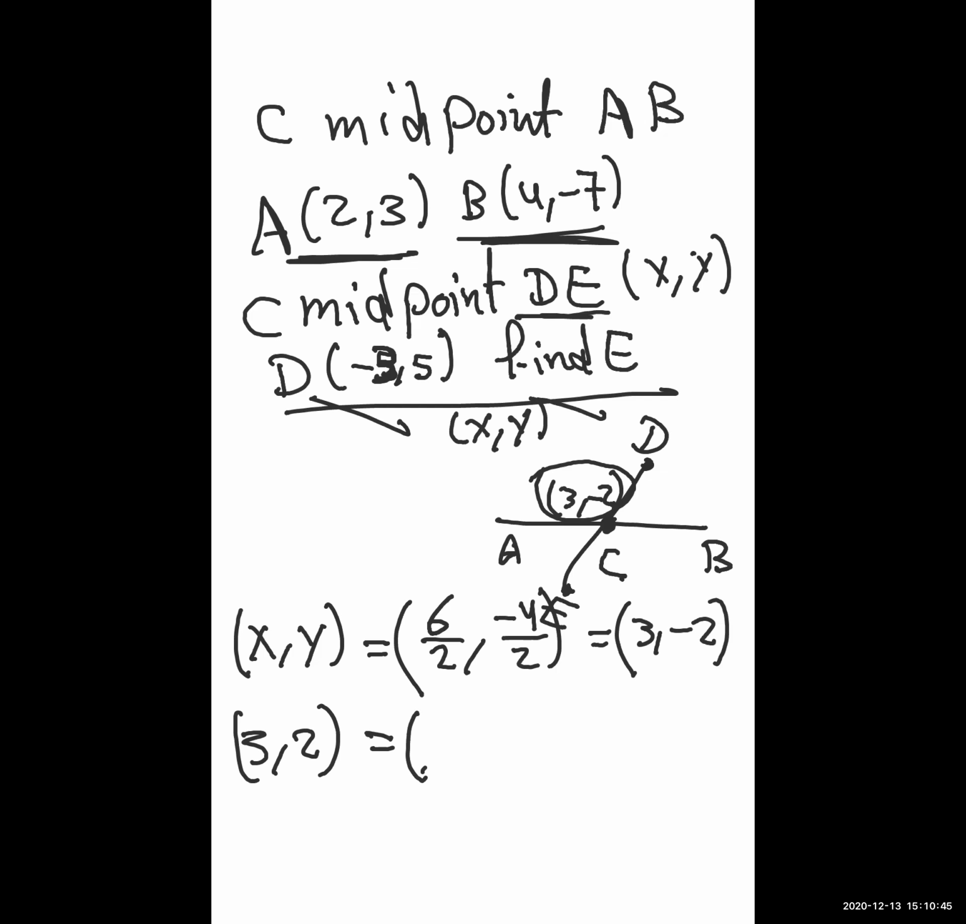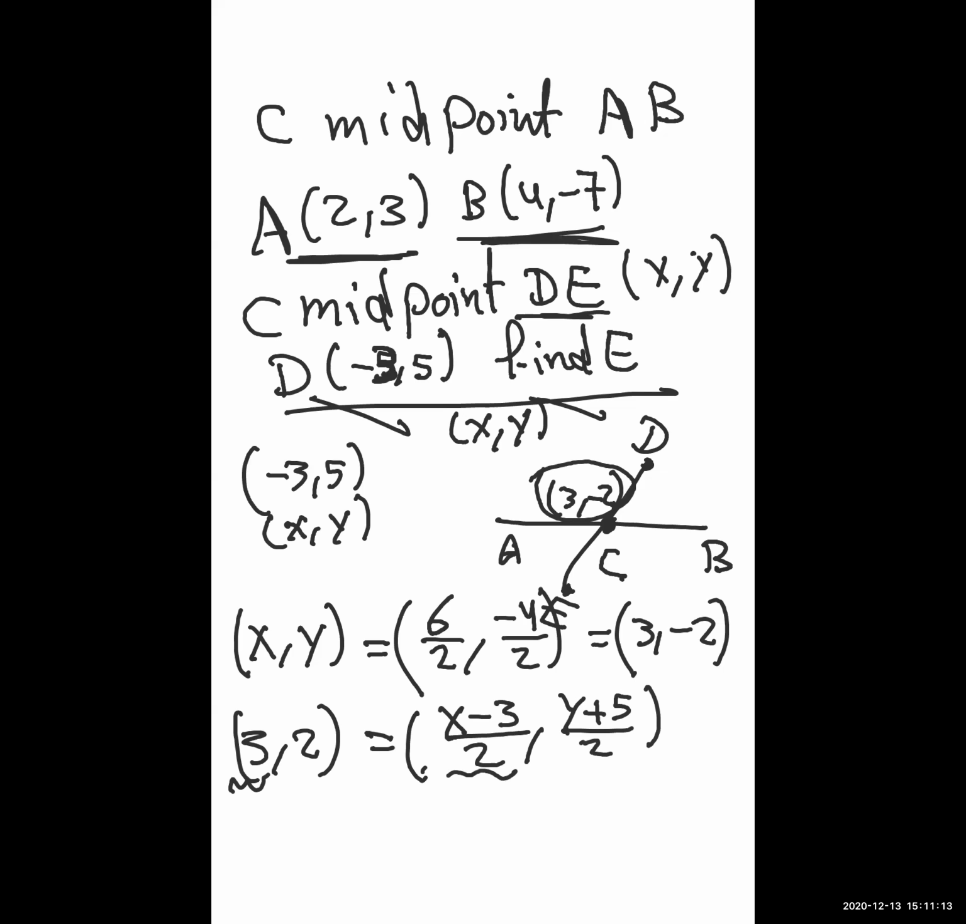So D is (-3, 5). I will write it here again: D is (-3, 5), and this one is X and Y. So negative 3 plus X, which is X minus 3 over 2, and 5 plus Y, which is Y plus 5 over 2. So the first will equal the first. Okay? Are we clear till now? Yes. So X minus 3 over 2 will equal 3 over 1.